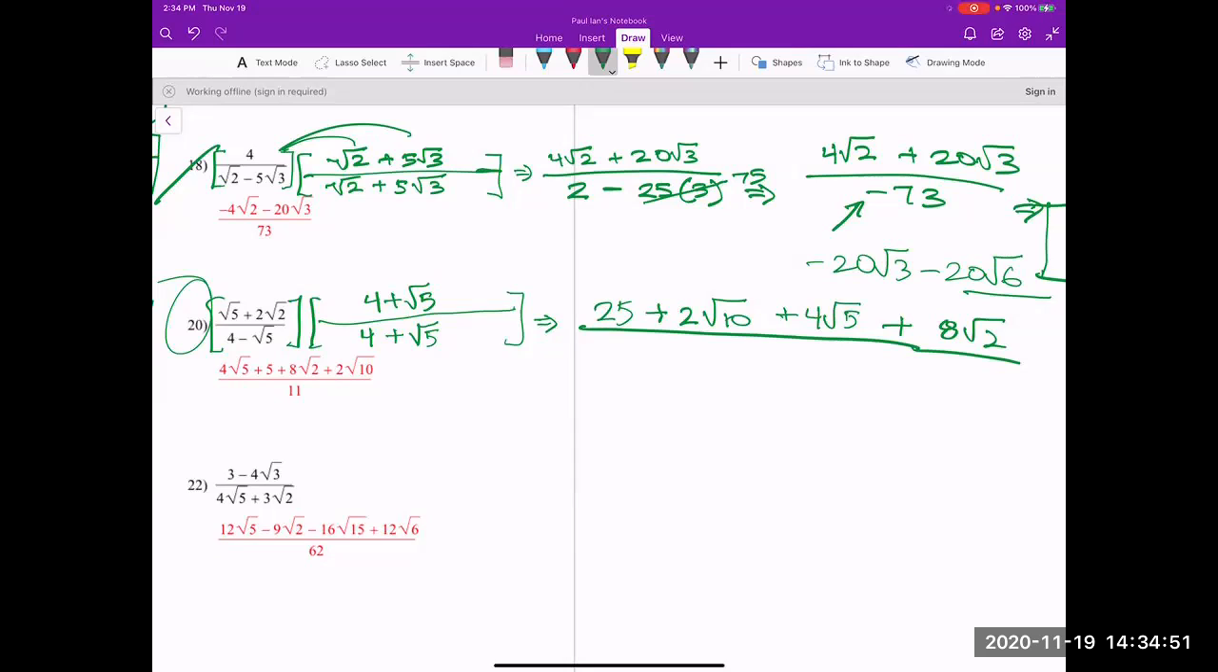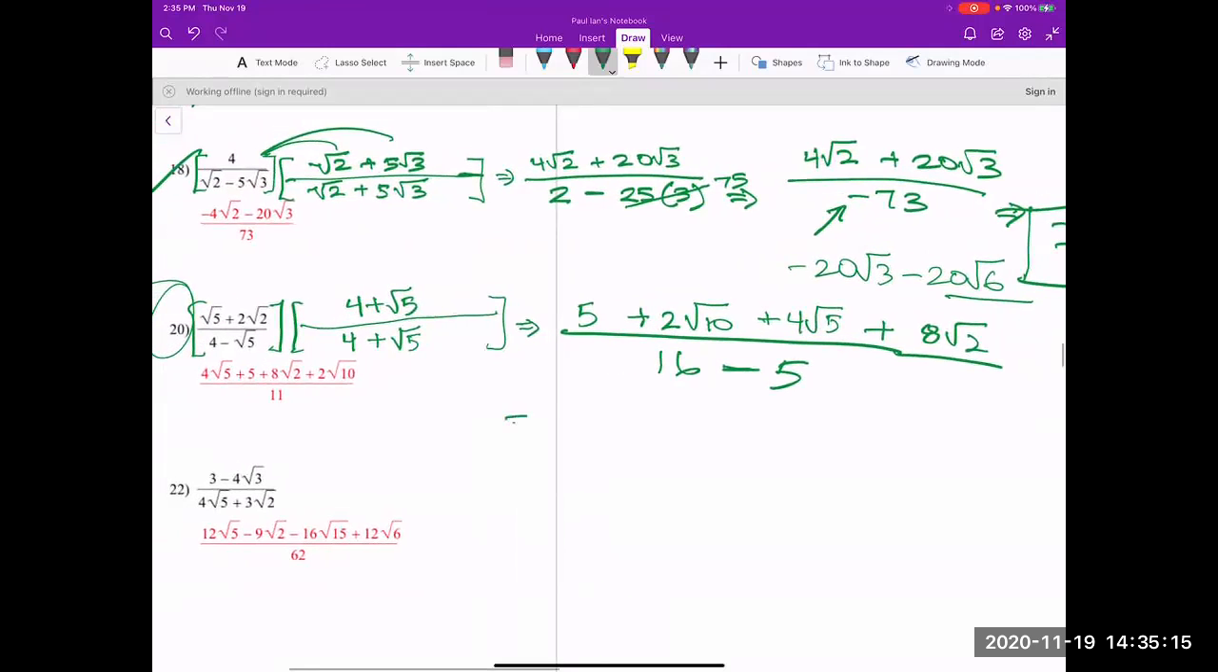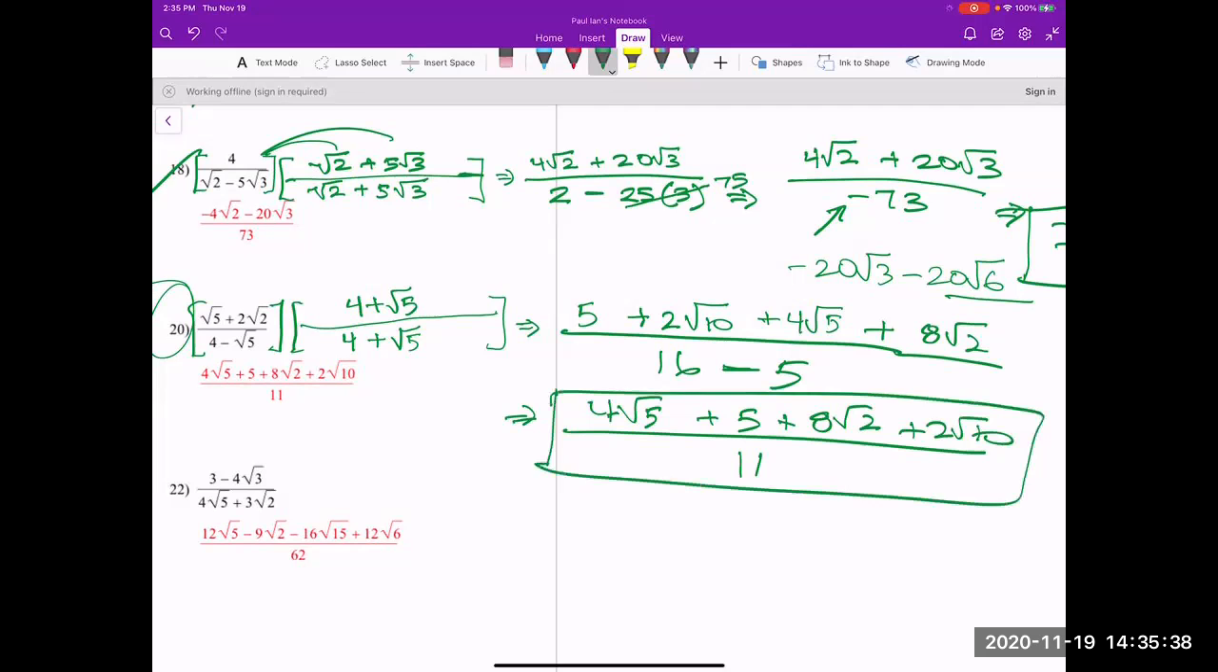16. Actually, hold up. This is 25 right here. There was a square root here, so this is supposed to be 5 right here, right? Okay, 16 minus root 25, or 5. This 5. Okay, good. So I mean, this one's an easy one. It was just like I said, it's the arithmetic of the square roots. So the bottom just simplifies to 11, right? That's it, really. And then if you want to arrange it the way they did, you have 4 root 5 plus 5 plus 8 root 2 plus 2 root 10. And voila, you have the one that they have.